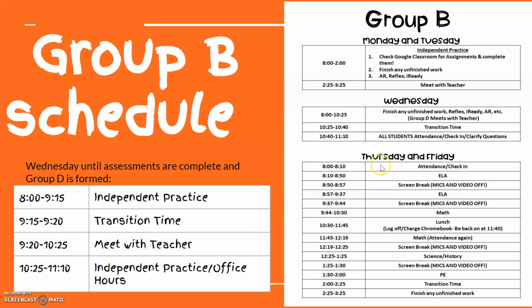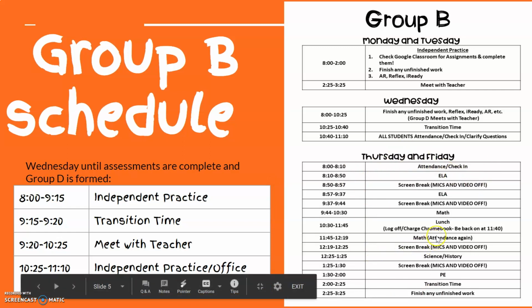And then for Group B, Thursday and Friday are our big days. You'll be with me online on Google Meets for the majority of the day on Thursdays and Fridays. So you'll be with me from 8 o'clock to 2 o'clock. And then after that, we can work on any unfinished work from the day you may have. So Thursdays and Fridays are the big days for Group B.